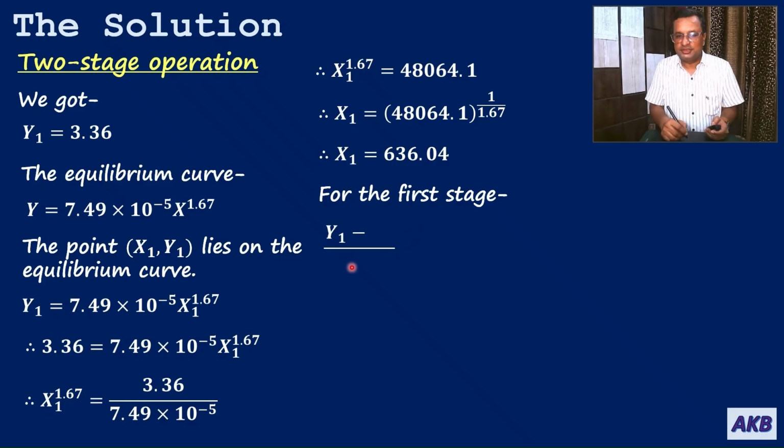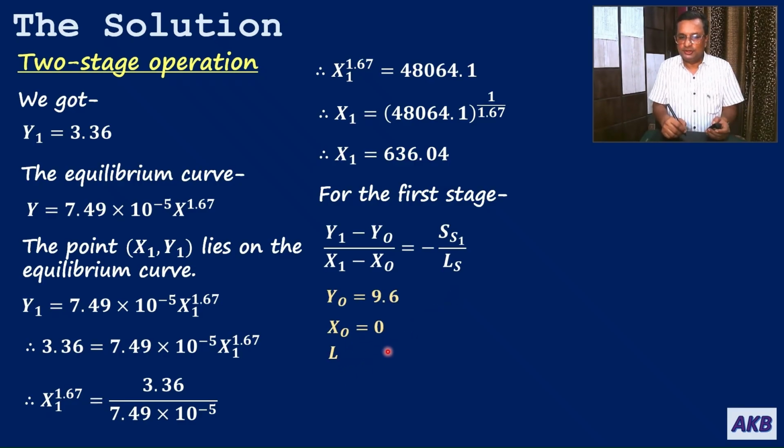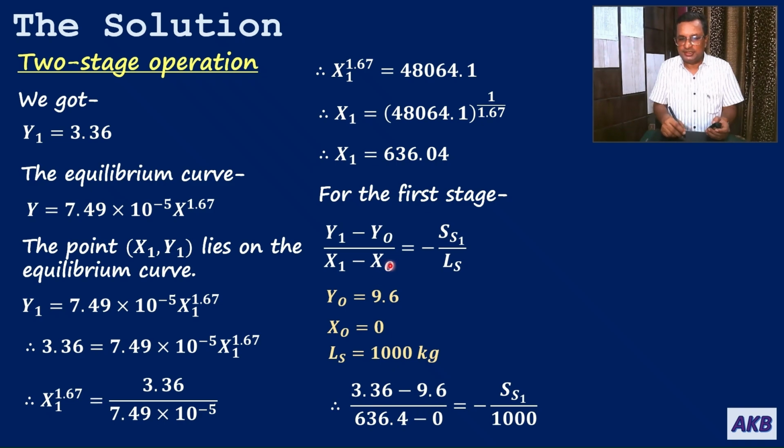Now for the first stage, the equation of the operating line is capital Y1 minus capital Y0 divided by capital X1 minus capital X0, that is equal to minus SS1 upon LS. Y0 is 9.6, X0 is 0 because you are using fresh adsorbent. LS is 1000 kg. So therefore 3.36 minus 9.6 divided by 636.4. X1 and Y1 we have found out.